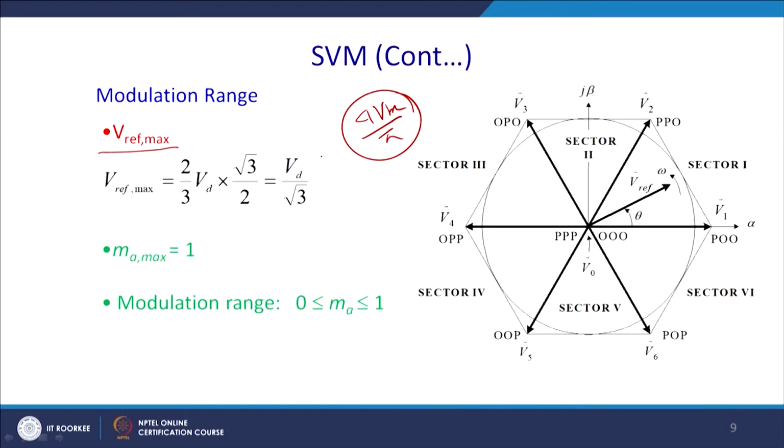So, what can be the maximum Vref max? You know that this is 2/3 of the DC link voltage into root 3 by 2. So, this value can be Vd by root 3, and so the maximum modulation index can be 1, and it can be 0 to 1, and effectively you can have the value of Vd by root 3 as the effective Vmax value. So, this is the value you can generate by your space vector modulation. But it is a very simple thing, you have to divide it by 1.732, that is around 60%.